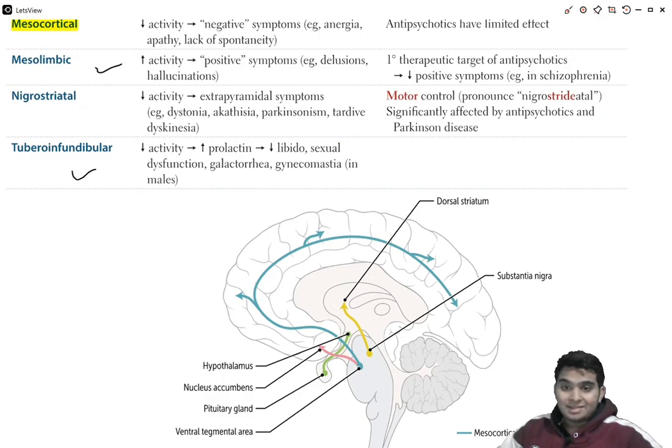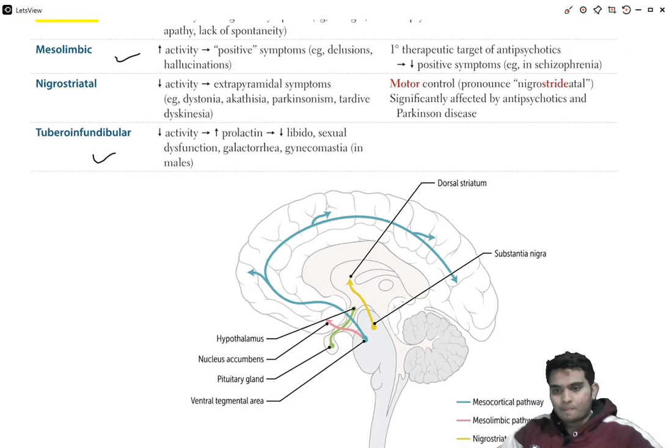So, most of the antipsychotics affect the tuberoinfundibular pathway, leading to an increased level of prolactin in such patients, and some of the male patients also present with gynecomastia. So these are the main dopaminergic pathways.